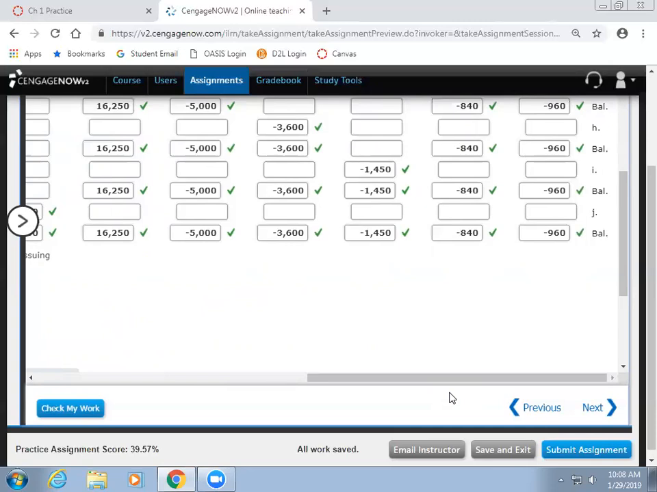Okay? So your net income, you're going to take revenue, which is fees earned, and then subtract out all of your expenses.